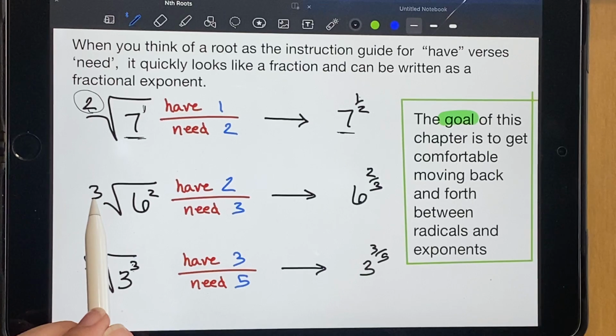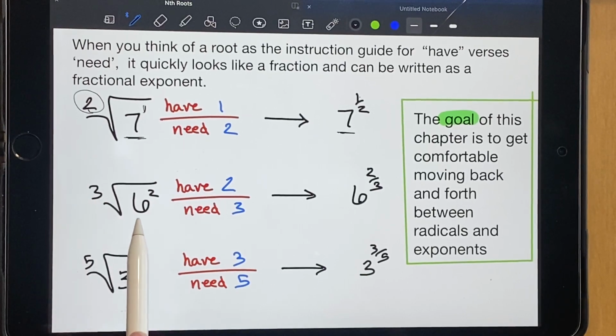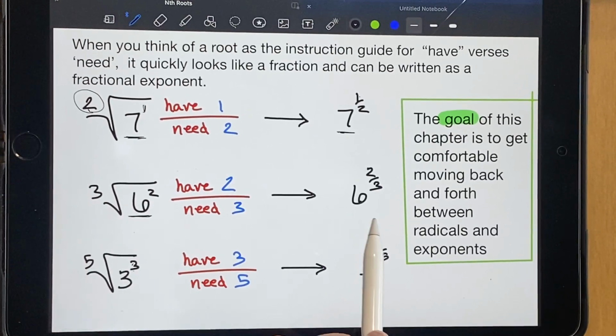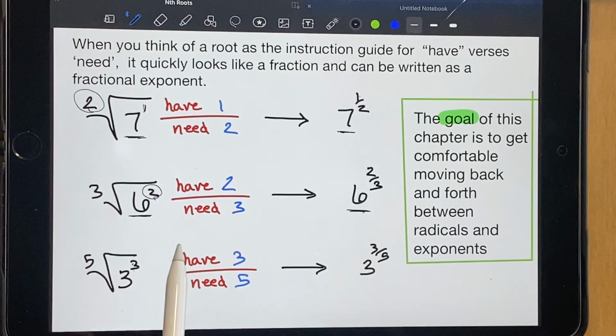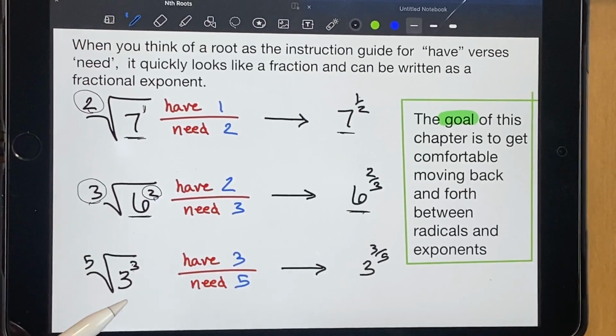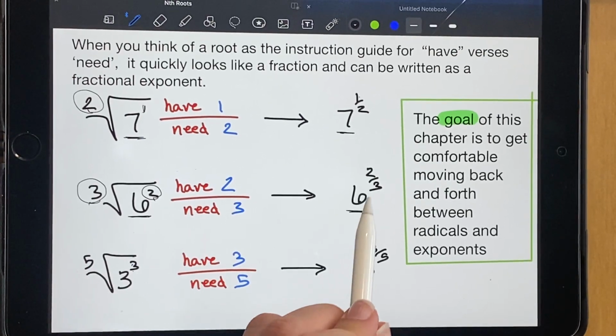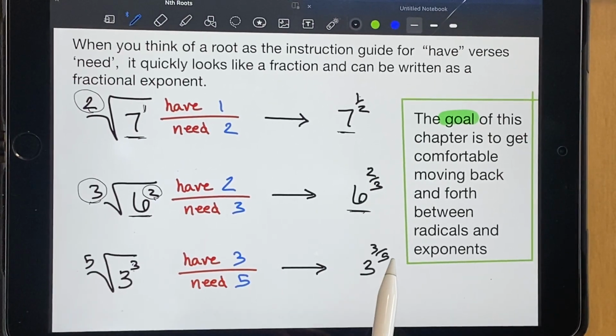Okay, so what if I had the cube root of 6 squared? My base is 6, so I'm going to simply write my base again as a 6. I have 2 of them. I need 3 of them, so this would be 6 to the 2/3.